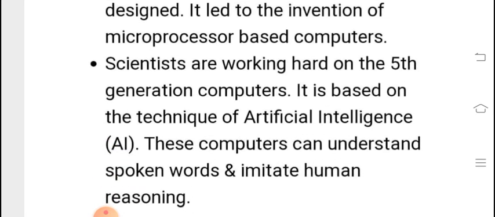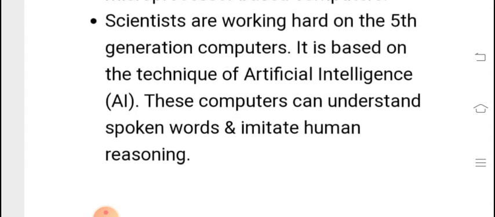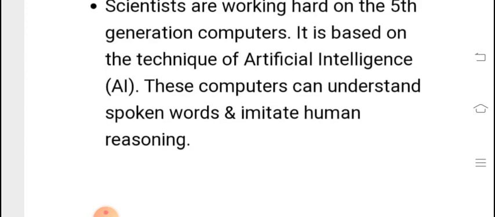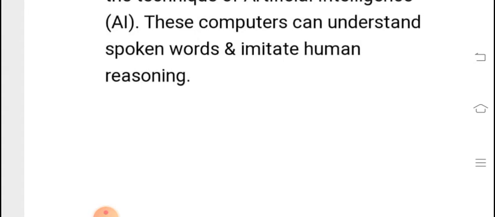If you open your motherboard, there are small black chips inside. Those are working instead of your thousands of transistors. Scientists are working hard on the 5th generation computers. This is based on the technique of artificial intelligence. These computers can understand spoken words and imitate human reasoning.